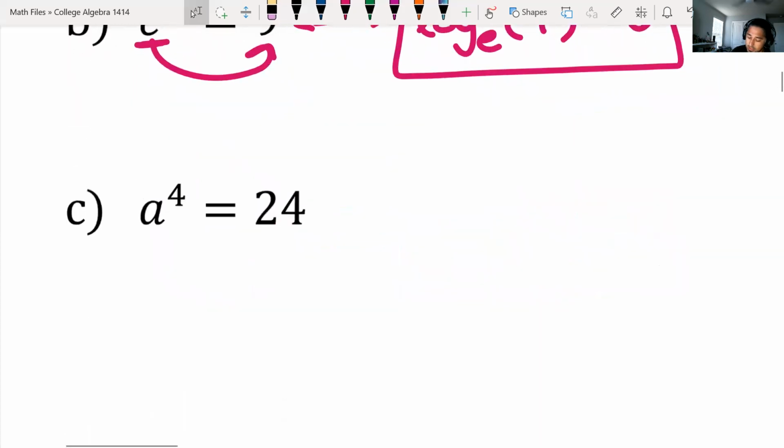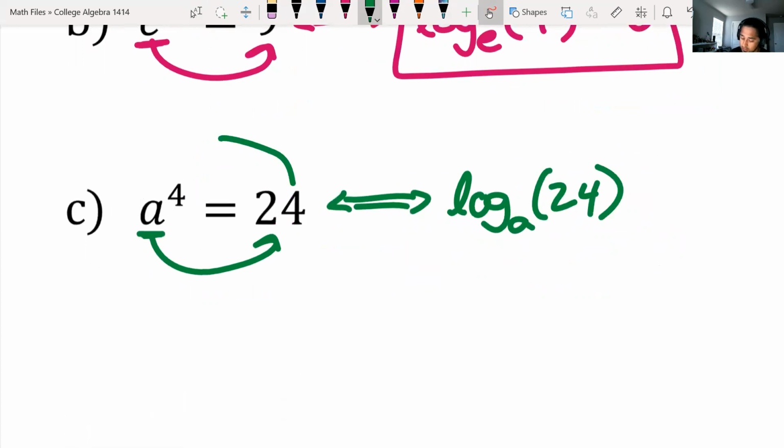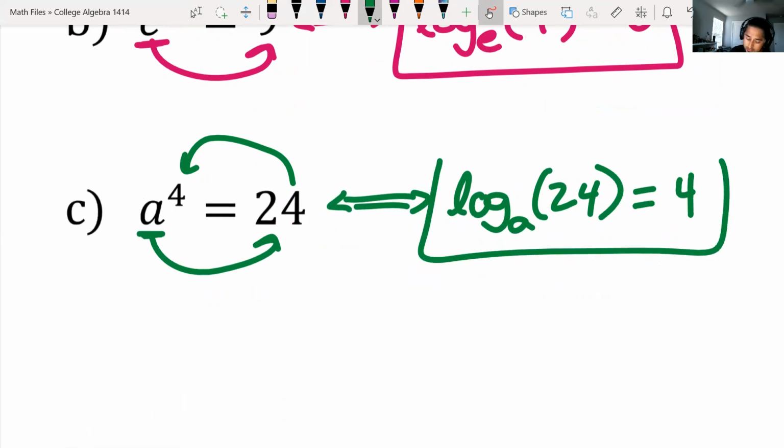All right. Again, base is a. So we get log base a of the outside number of 24 set equal to 4. There it is.